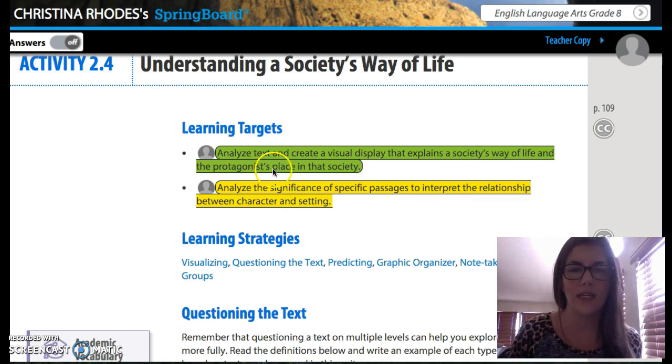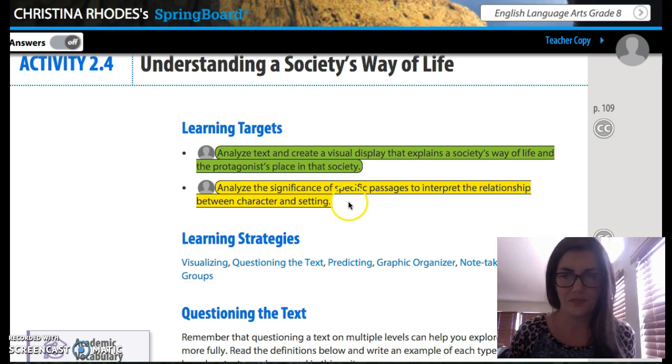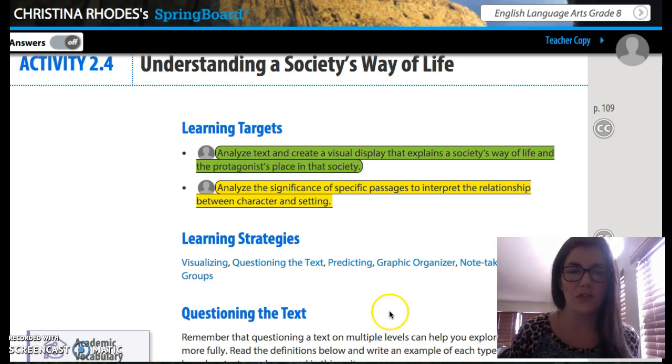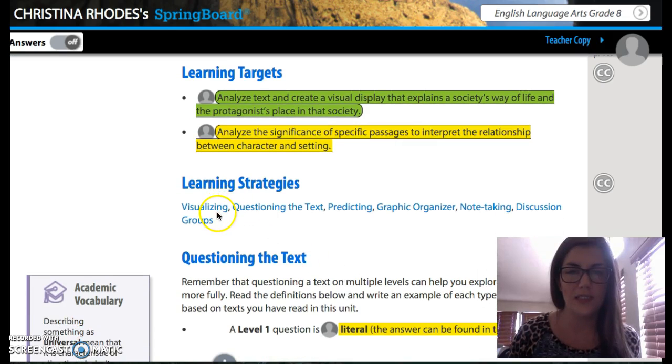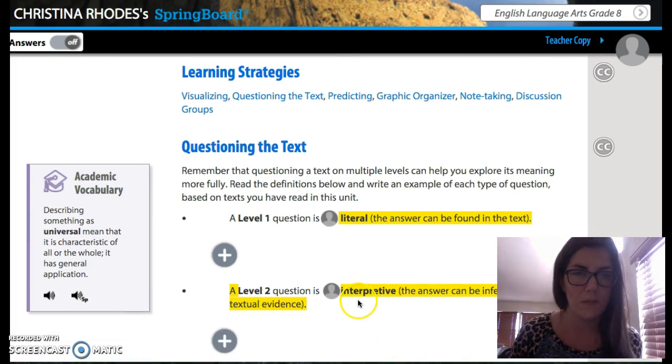Number 1 says, analyze text and create a visual display that explains a society's way of life and the protagonist's place in that society. Number 2, analyze the significance of specific passages to interpret the relationship between character and setting. You're going to be doing both of these things. Throughout the lesson, you'll be visualizing, questioning the text, predicting, graphic organizer, note-taking, and discussion groups.